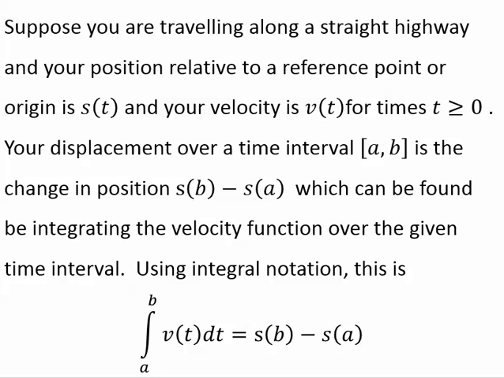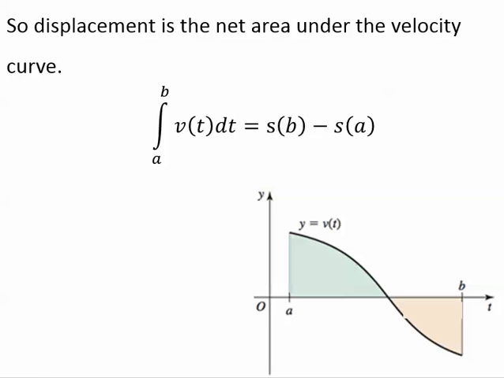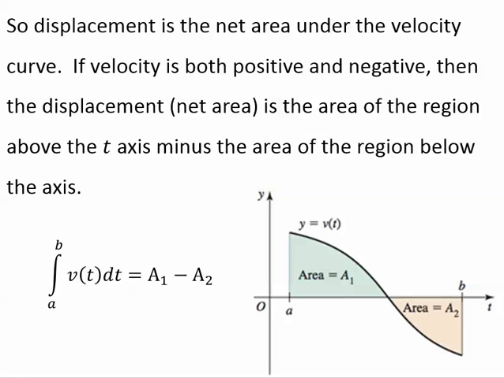Using integral notation, we are looking for the integral of the velocity function from A to B, and that gives displacement. So displacement is the net area under the velocity curve. If velocity is both positive and negative, then the displacement is the area of the region above the t-axis minus the area of the region below the t-axis. So we go region above the t-axis minus the region below the t-axis.